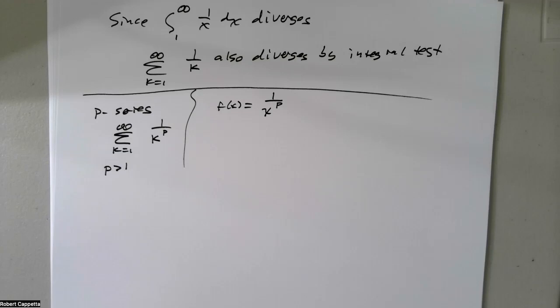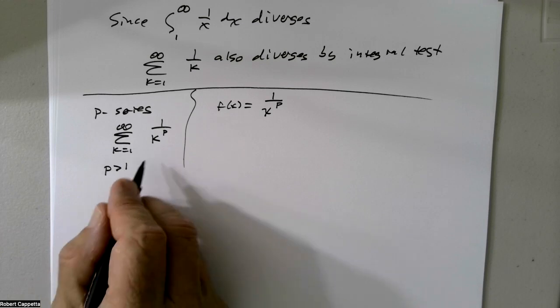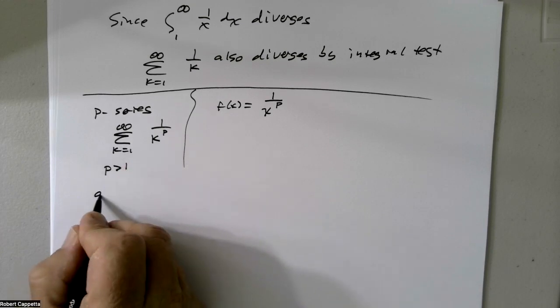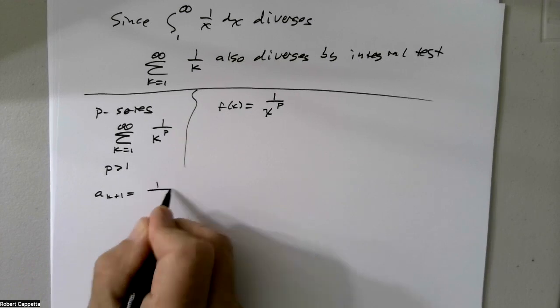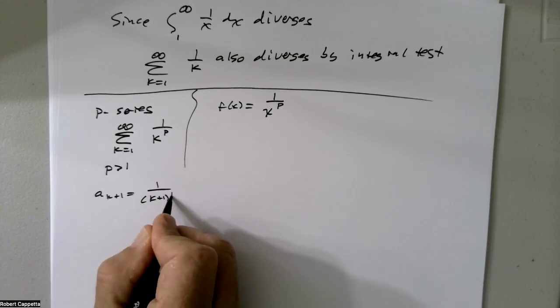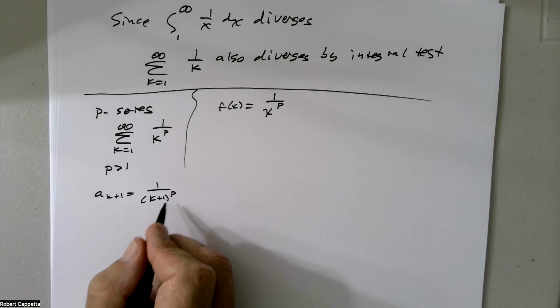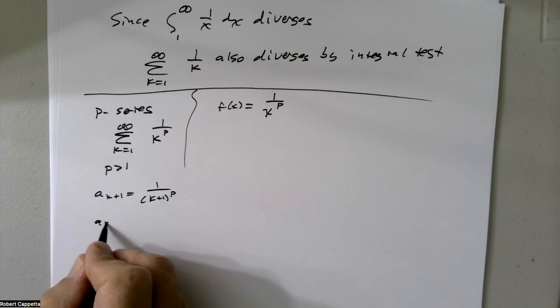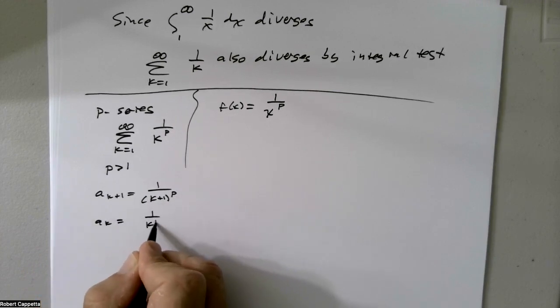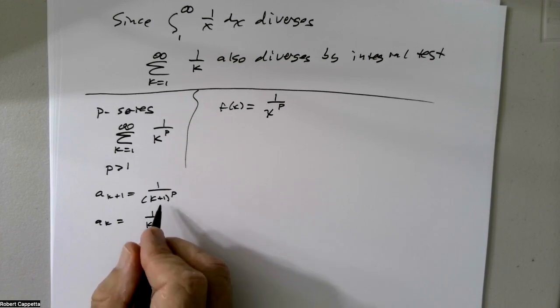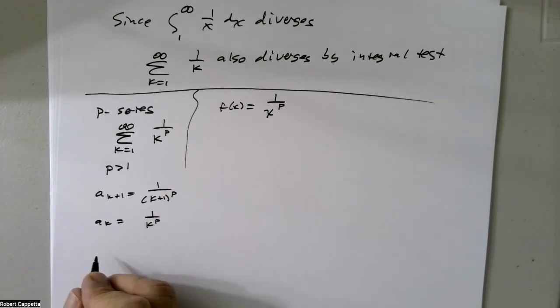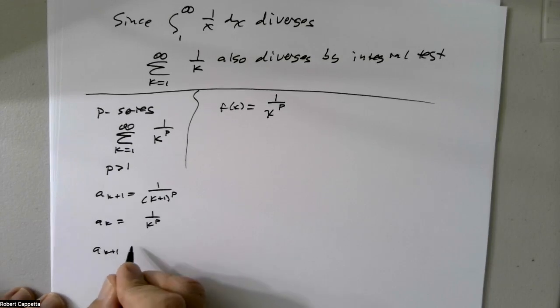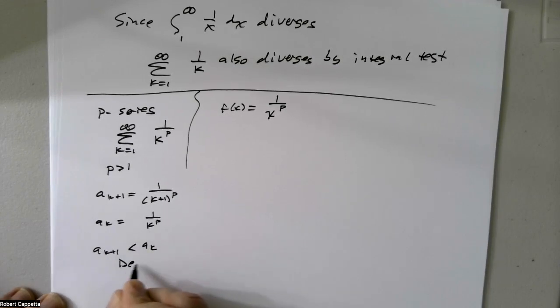Again, I think it's pretty clear that as you make the denominator bigger, right, the next one is always going to be smaller than the previous one. If you want to think of it that way, a sub k plus 1 is 1 over k plus 1 to the p. P is a positive number, big number. A sub k, 1 over k to the p. If the bottom is bigger, then the fraction is smaller. So a sub k plus 1 is less than a sub k. So we satisfy the condition that it's decreasing.